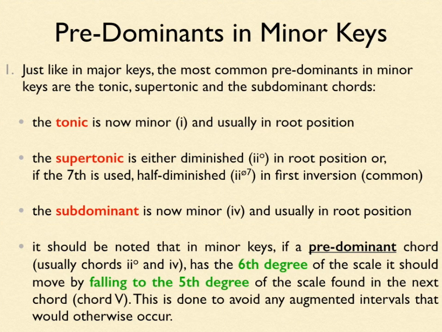This is very important when you're using these predominant chords, when you're writing for 4-part harmony for soprano, alto, tenor, and bass. You should always remember that voices don't really like singing augmented intervals. They can do it, but it just doesn't sound as good, and it's quite difficult to do. So try to avoid augmented intervals in any voice part, and that's why you use the 6th degree falling to the 5th degree when you're using predominant chords in minor keys. So let's have a look at a couple of examples of that.